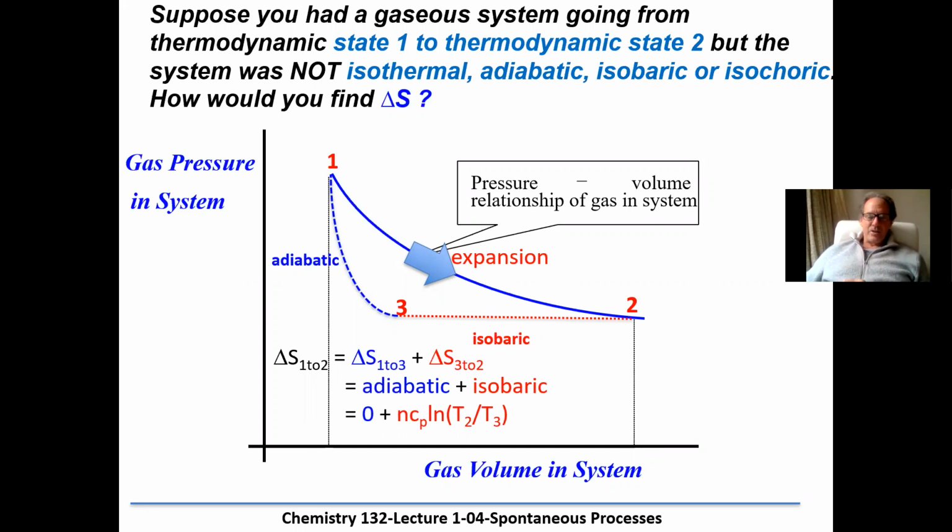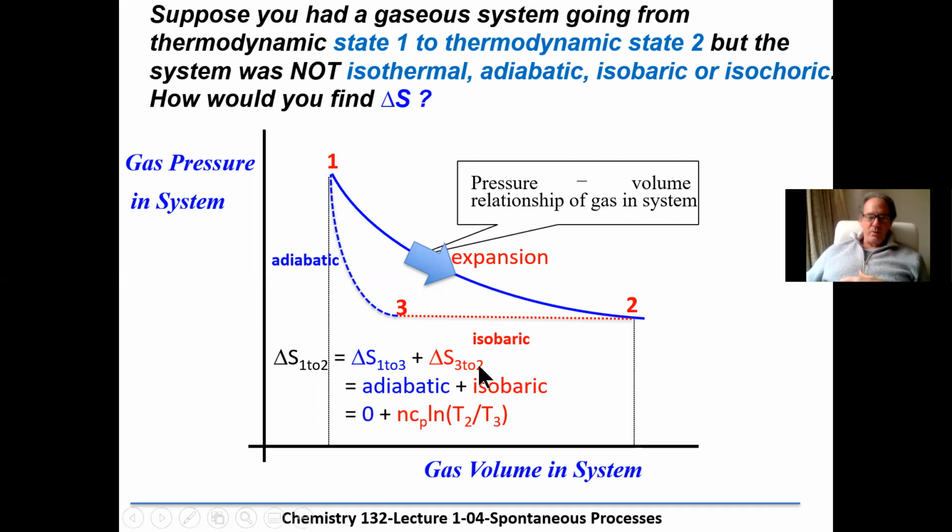So as the gas expands, of course, it gets cooler. So heat must have flowed out of the system. But if it's adiabatic, heat can't flow out of the system. So it means delta S, which depends on, remember, Q reversible, heat. Well, if Q reversible is 0, then the adiabatic delta S is 0.